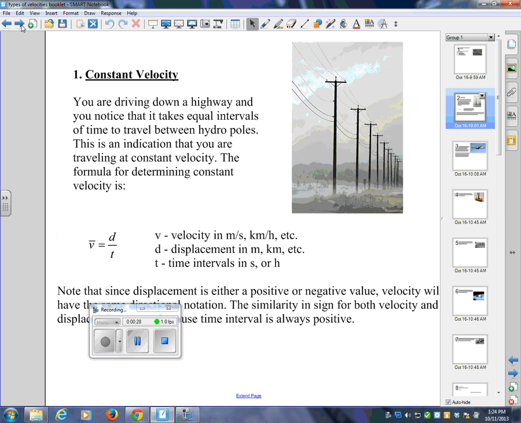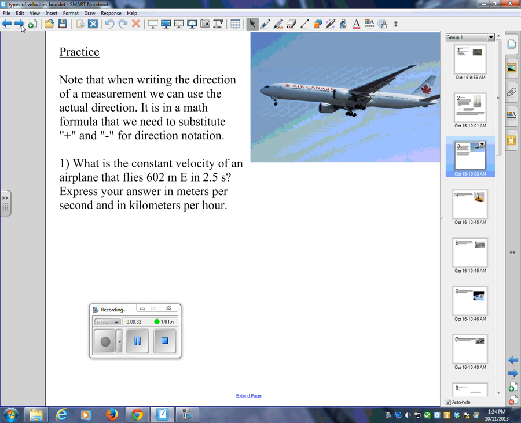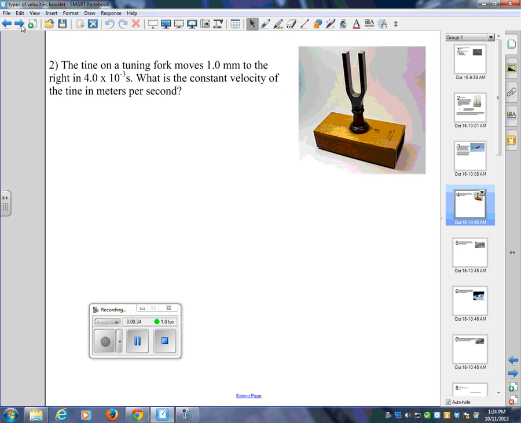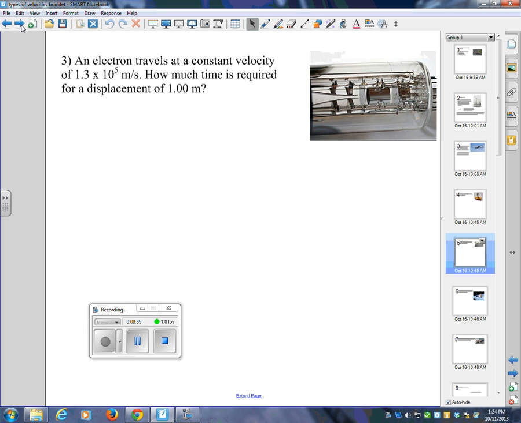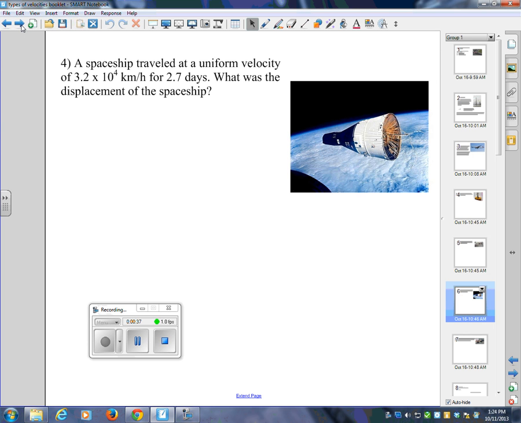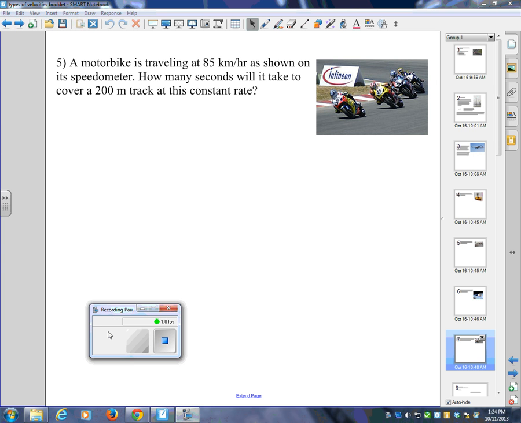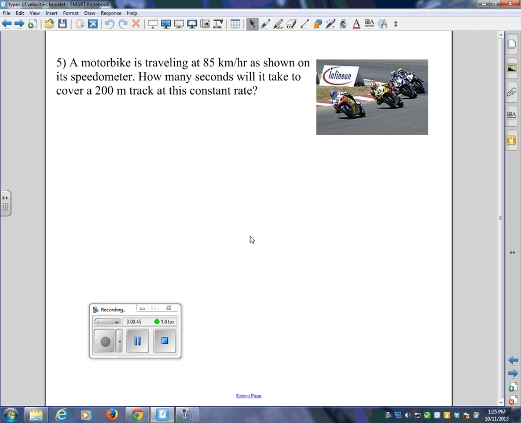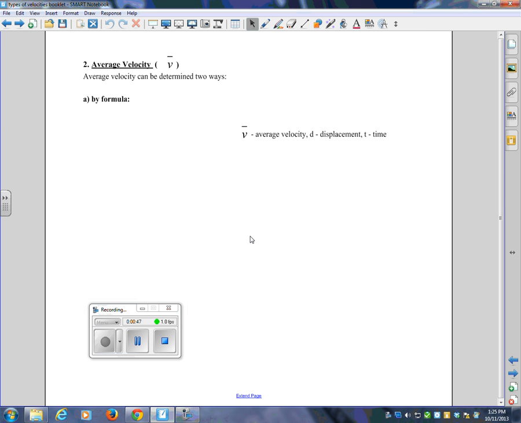And then we did some word problems on constant velocity. And we practiced our conversions, and we practiced our scientific notation. What was next here? Average velocity. We talked about doing it by formula.